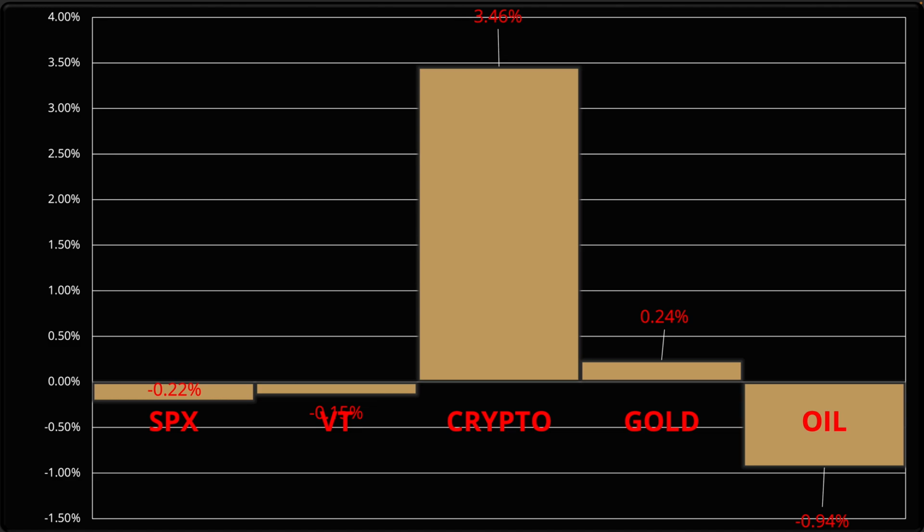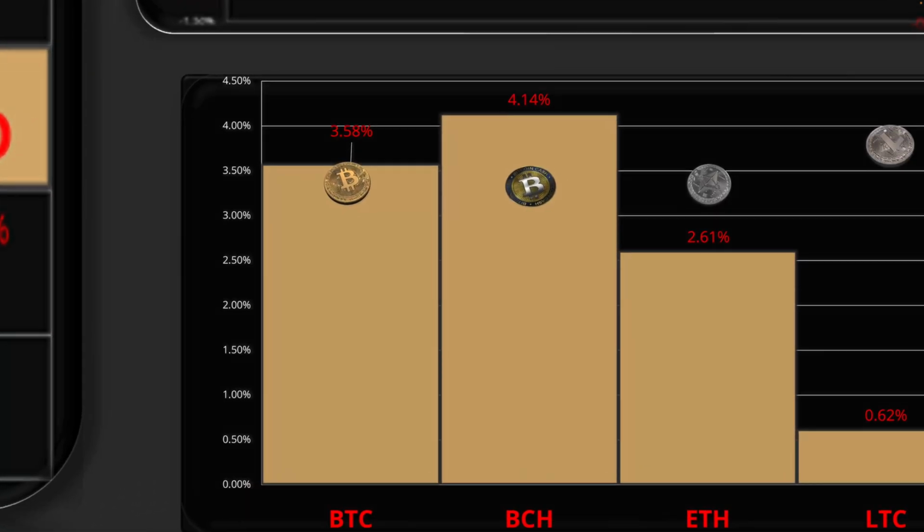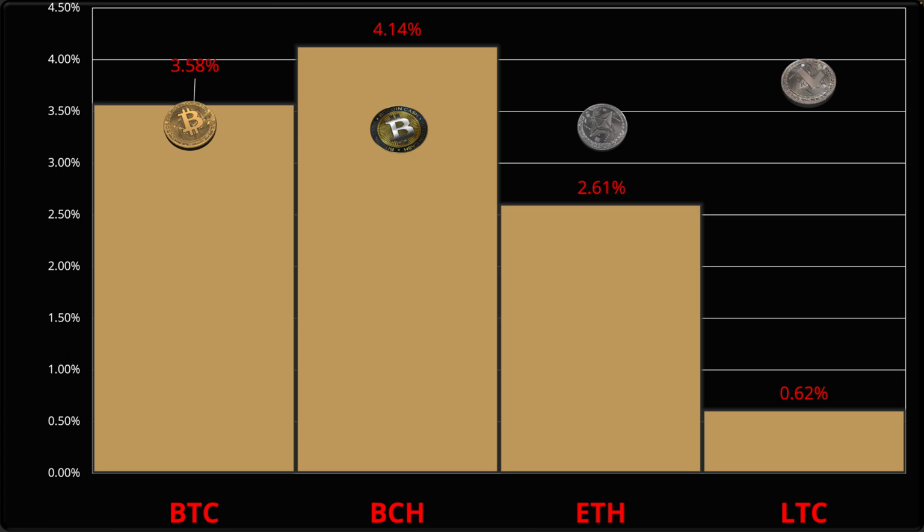Crypto, however, had a good rebound. Gold slightly up and oil down nearly 1%. If we're looking at our currencies, then we can see that the US dollar and the Canadian dollar were the leaders of the day. Pound slightly above water as well. Our biggest loser of the day was the euro, followed by the Aussie, Kiwi, and the yen. The Swissy more or less flat. Taking a look at our crypto markets, basically, Bitcoin Cash, Bitcoin leading the way, then ETH, and then finally Litecoin.